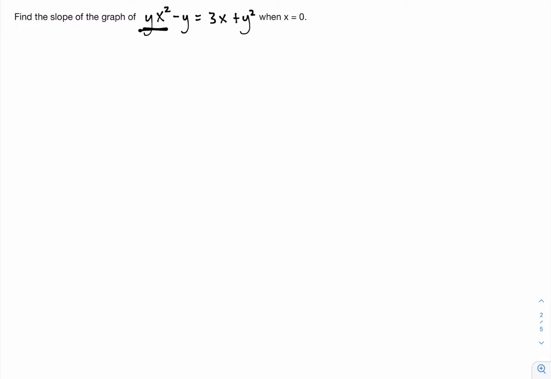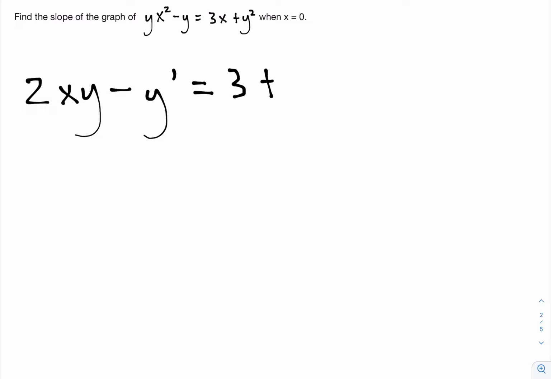So the derivative of y times x squared with respect to x, that's just going to be 2xy, because we're treating that y like it's a constant, a coefficient in front of the x squared. Then we have minus, what's the derivative of y? Well, we're just going to write y prime, because we don't know what it is. That's going to equal the derivative with respect to x of 3x, which is 3, plus the derivative of y squared with respect to x. That's just going to be 2y times y prime. That's what we just talked about above.